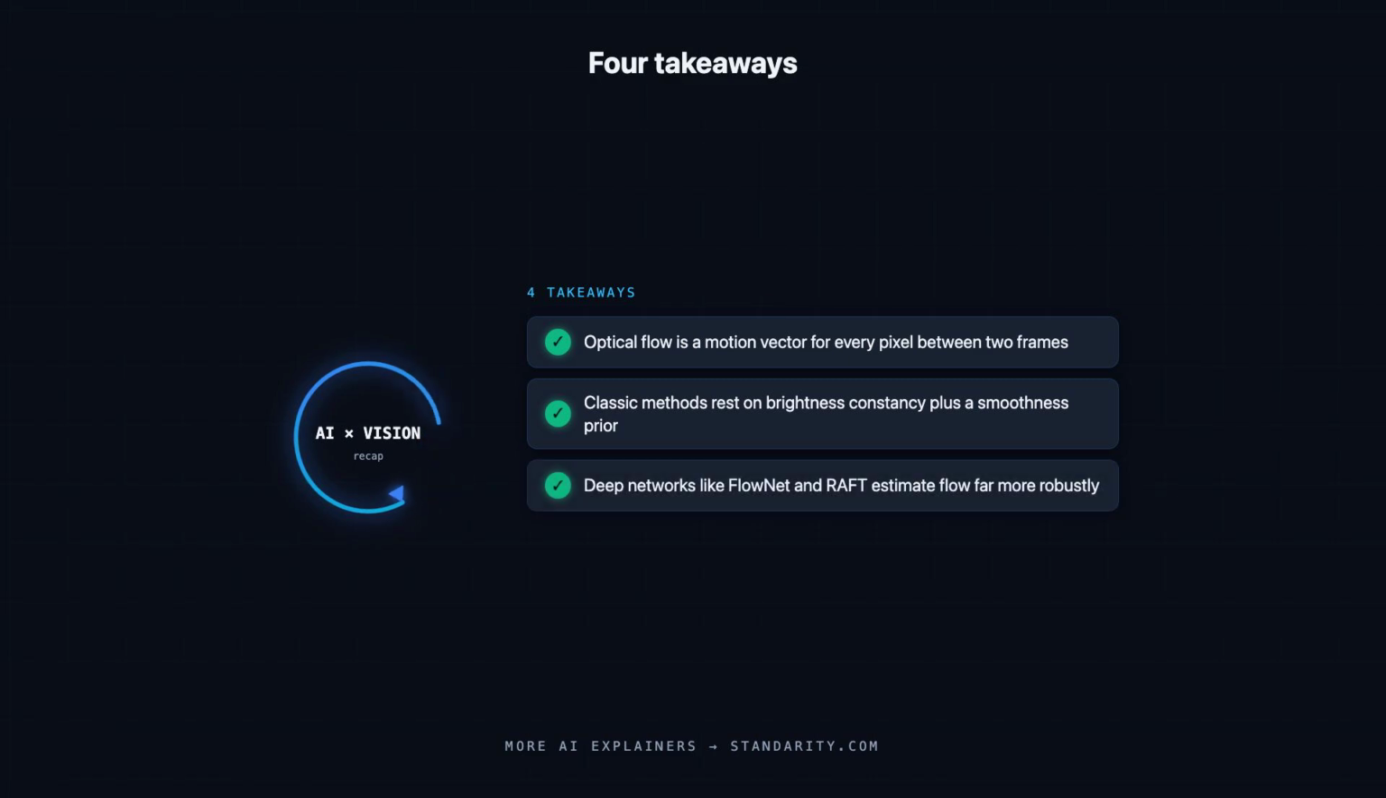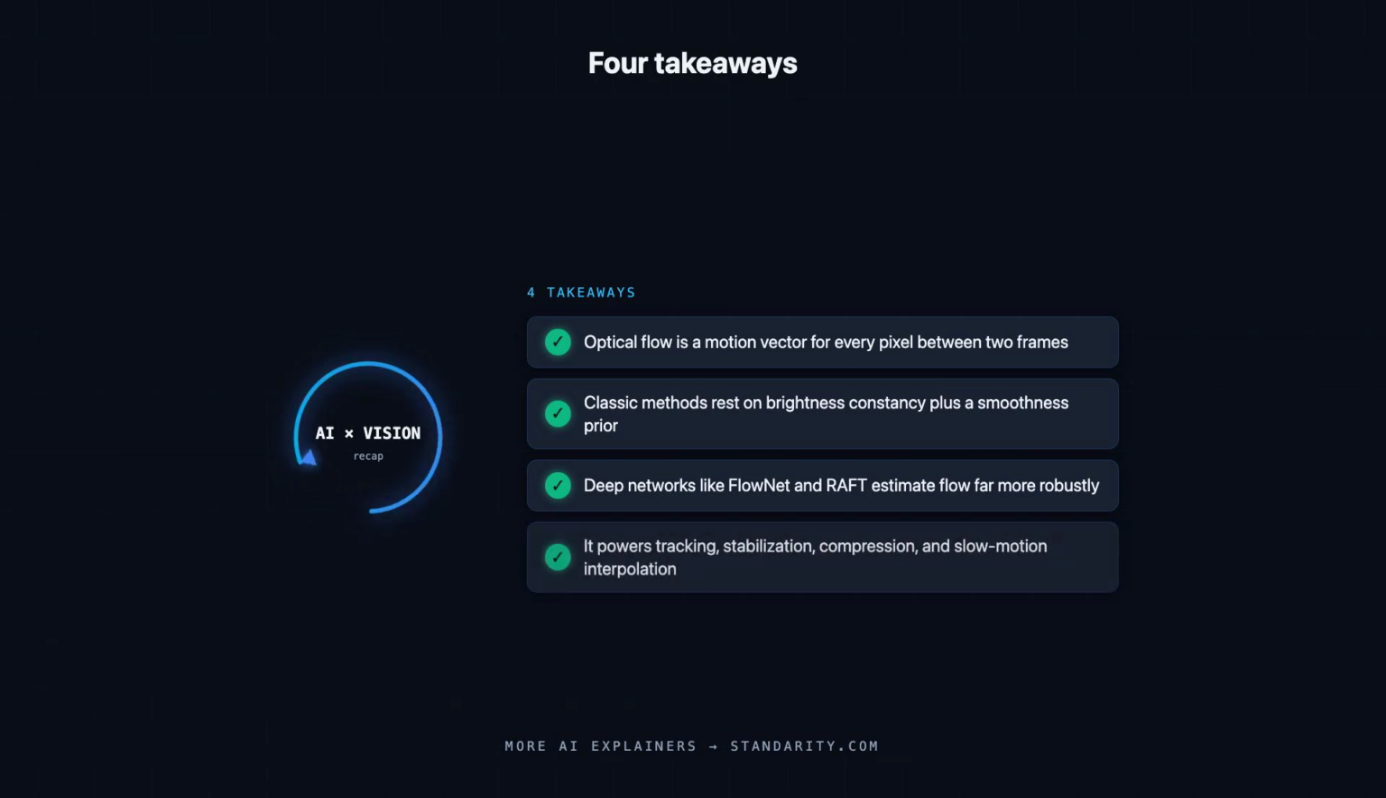Modern deep networks like FlowNet and RAFT learn to estimate flow far more robustly than the older hand-designed algorithms ever could, especially through occlusions and fast motion. From tracking and video stabilization to compression, action recognition, and slow-motion frame interpolation, flow quietly drives a lot of video tech.